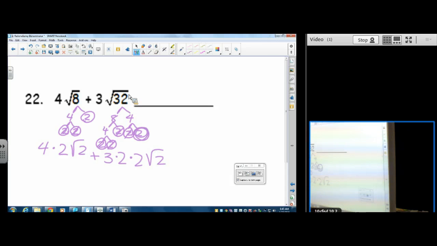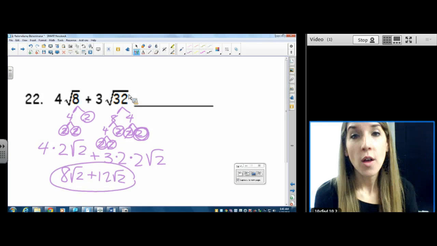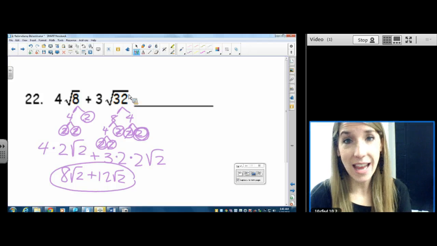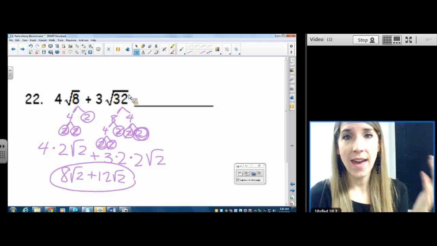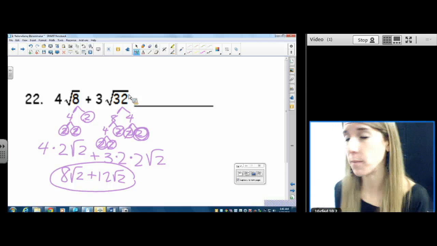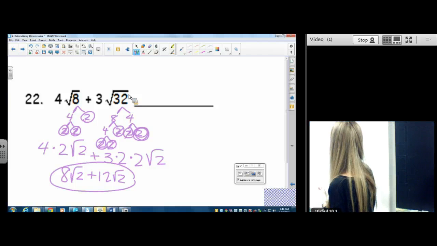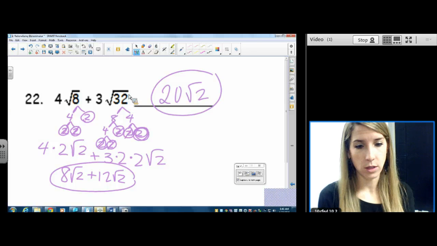This first one, 4 times 2, is 8 root 2. And the second one is 3 times 2, which is 6, 6 times 2, which is 12. So this problem is saying 8 root 2 plus 12 root 2. Those radicands are the same. They're both radical 2. So I'm allowed to add them. If I have 8 of something and then I have 12 of something, then in total I have 20 of that thing. So that's why that one is 20 root 2.